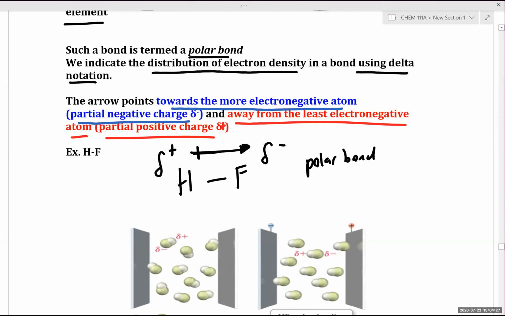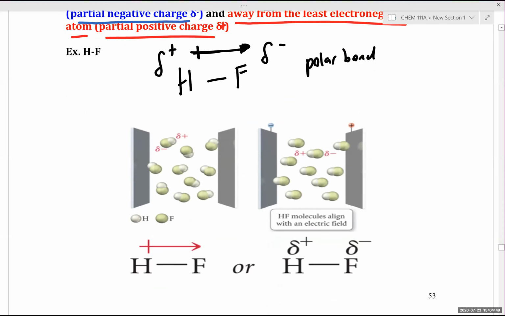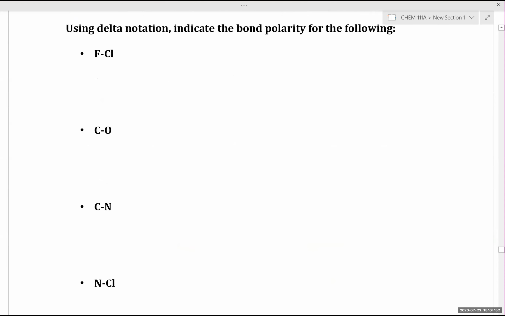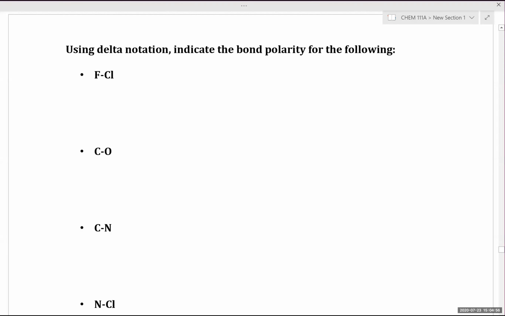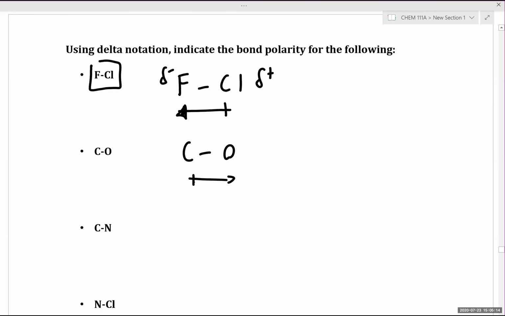Does this example make sense to everyone? Any questions on this idea of bond polarity? Your bond dipole points from the least electronegative atom to the most electronegative atom. Okay. So let's do some practice. Using delta notation, let's indicate the bond polarity for the following bonds. For a fluorine-chlorine bond, we know fluorine is more electronegative, so our arrow will point towards fluorine. For a carbon-oxygen bond, we know oxygen is more electronegative, so our arrow will point towards oxygen.